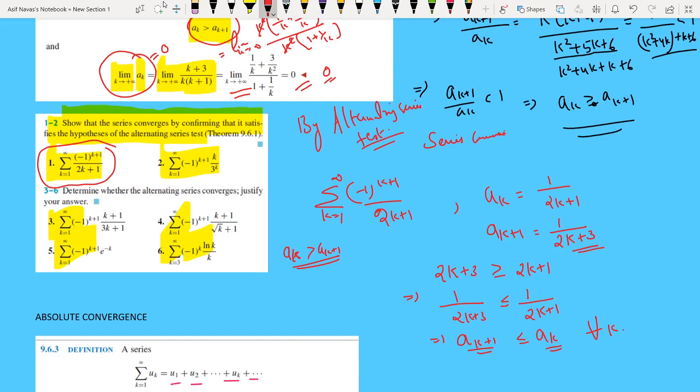Any doubt? Less than or equal to, or greater than or equal to, or greater than. It's greater than or equal to. Okay, there is no problem. You can write like this also, greater than.